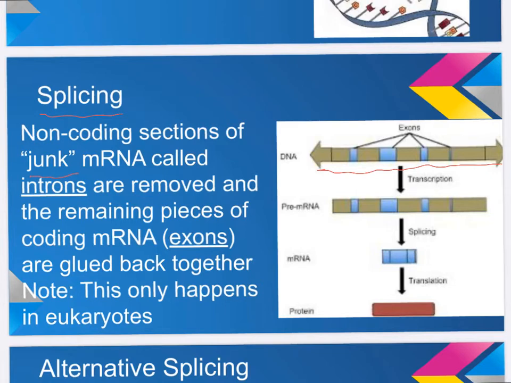So the quote-unquote junk bits, which are called introns, get cut out, and then the usable bits, the parts that we're actually going to make the mRNA out of, which are called exons, are glued back together, and that is splicing. A note, this is something that only occurs in eukaryotic cells, so prokaryotes like bacteria do not have this process.